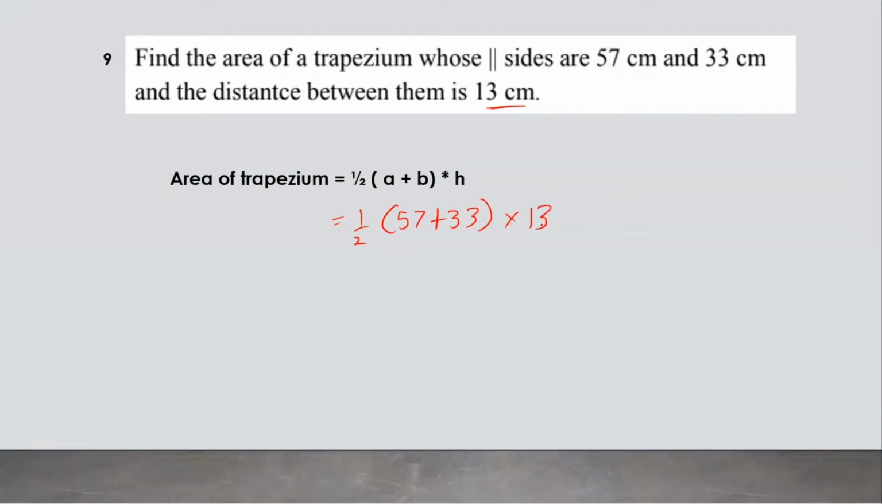and height which is 13 centimeter. So when we get 57 plus 33, we get 90 multiplied by 13. So when we divide by 2, we get it as 45. And now 45 into 13, 585 centimeter square. So just remember, this is going to be height. So the distance between the two parallel sides is height and the parallel sides are given. Just knowing the formula, it's easy for us to do.